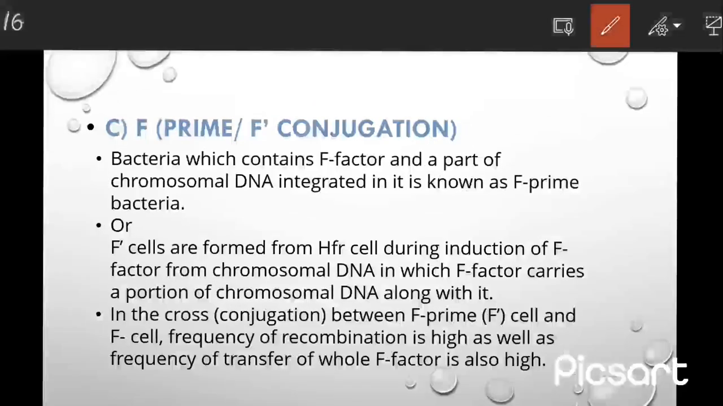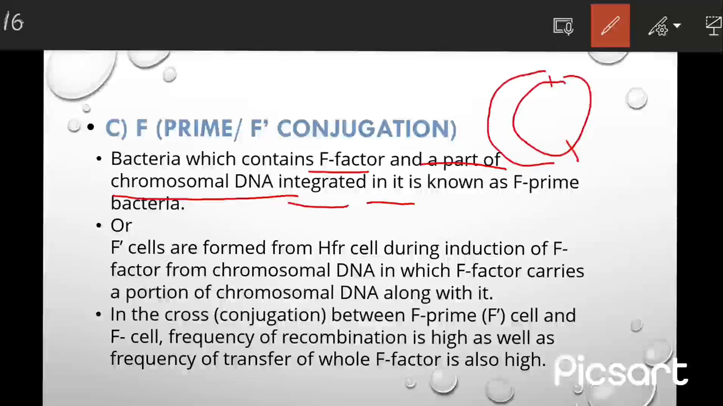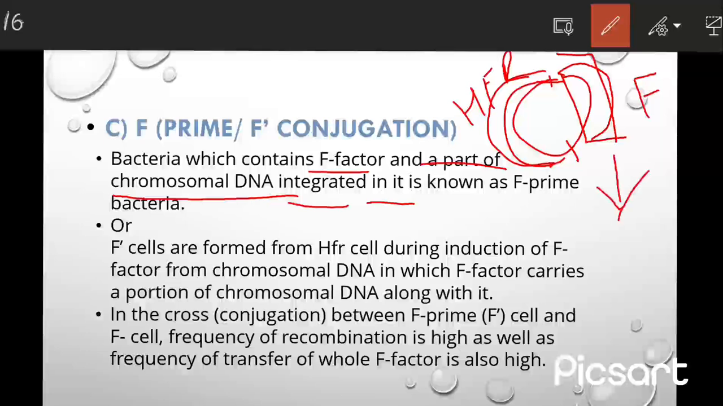You can see here, bacteria which contain F factor and a part of chromosomal DNA integrated in it are known as F prime bacteria, or you can say F prime cells are formed from HFR cells. That means HFR cells have this bacterial chromosome, and this short part is F factor. So this is the bacterial chromosome and this is the short part F factor. After the integration this F factor will integrate some sort of bacterial DNA, thus F prime cell gets produced.